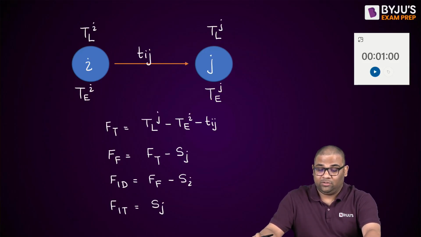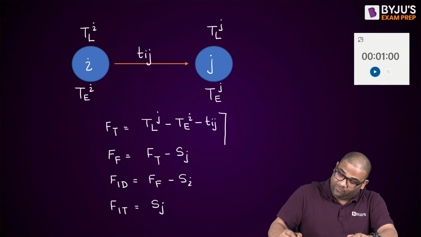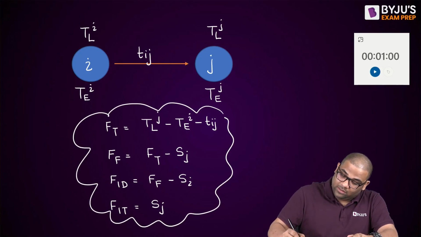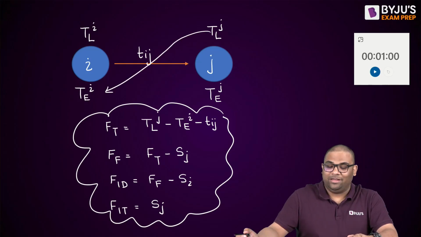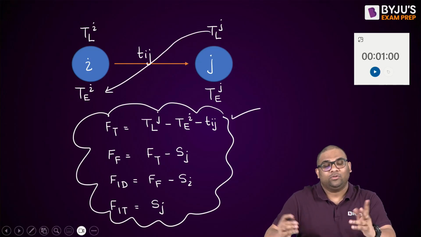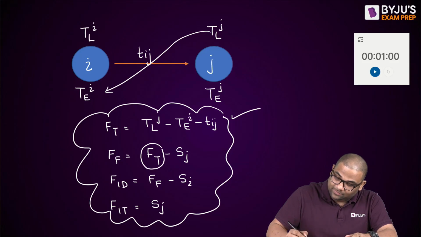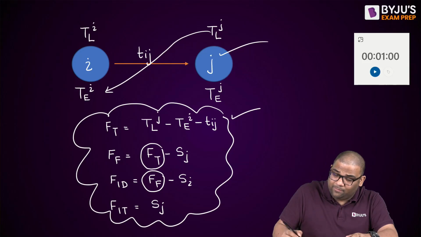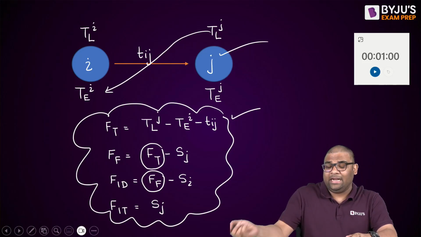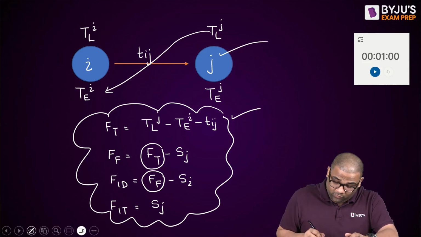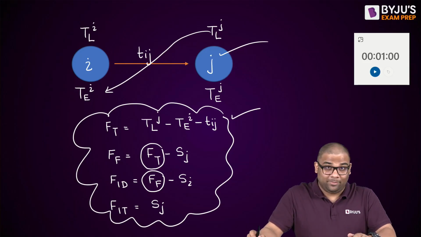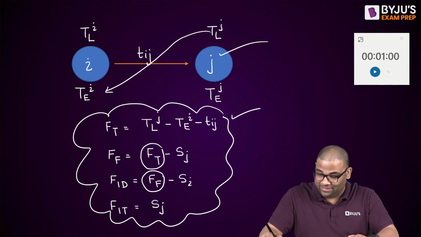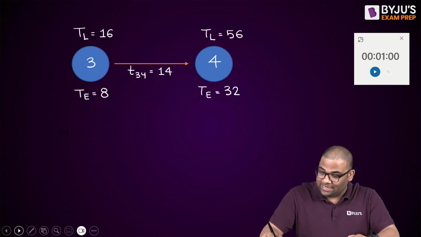So this is what we studied, the final formulas. As I told, total float, remember this flow. Then free float is total float minus SJ. Then independent float is the free float minus SI, and the interfering float is this. To solve one question, I will now start the timer. Let us see whether I can find it out in 1 minute or not. Let us see the question and start the timer.